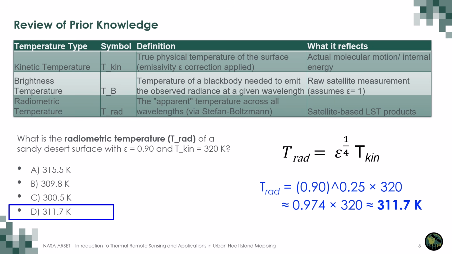The key takeaway is that the lower the emissivity, the larger the gap between what a sensor measures and the surface's true temperature. This is why accurate emissivity is so important, and why we will spend time delving into the topic in this training. With that, I will turn it over to Glyn to tell us about ECOSTRESS land surface temperature data.